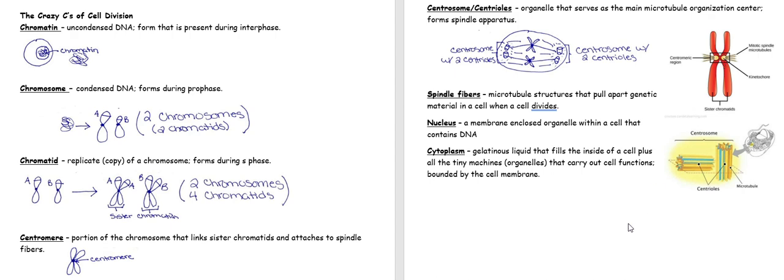So hopefully this helps a little bit with understanding all of the C terms, especially when it comes to chromatin, chromosomes, chromatid, and centromere. I hope centrosome and centriole isn't too bad. It's just a region that houses centrioles for the centrosome, and centrioles are organelles that make microtubules, which are called spindle fibers in mitosis. And cytoplasm and nucleus should be pretty easy and are covered in the review that is posted.